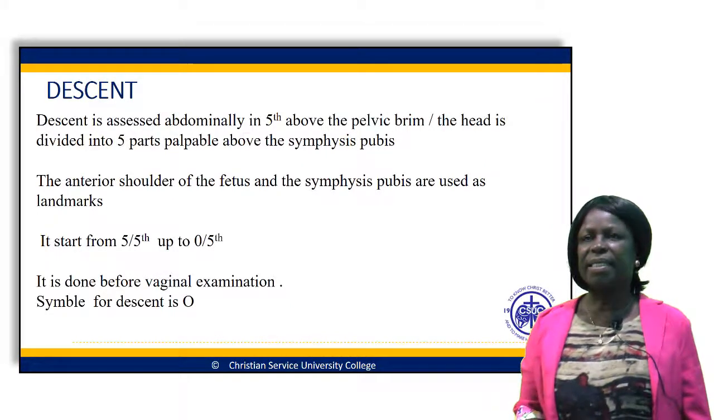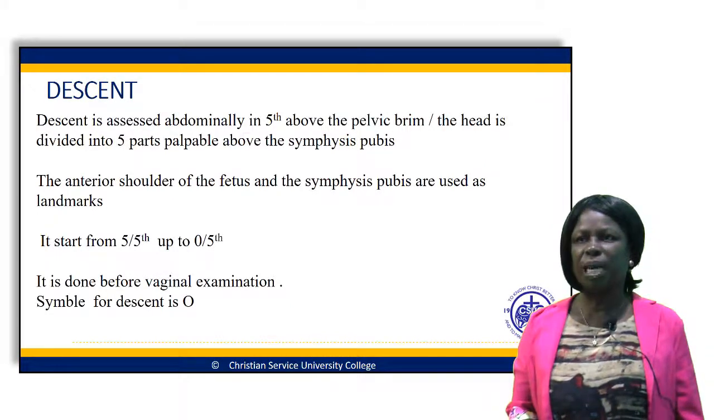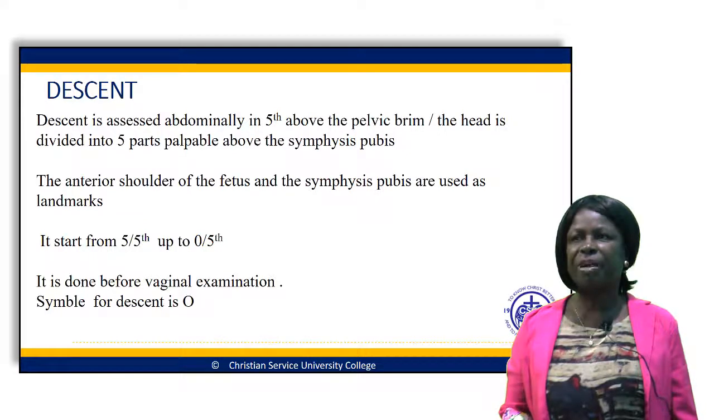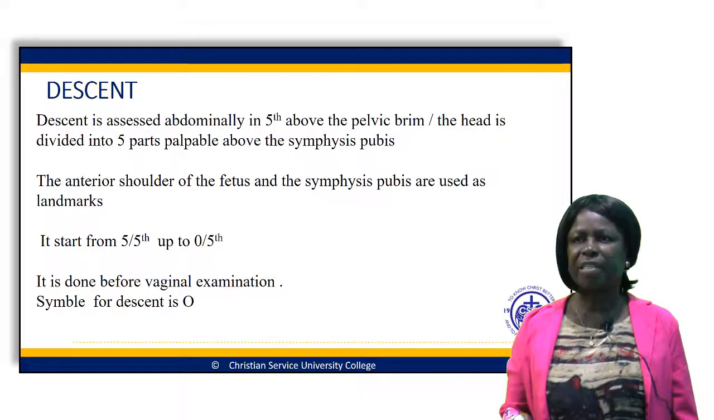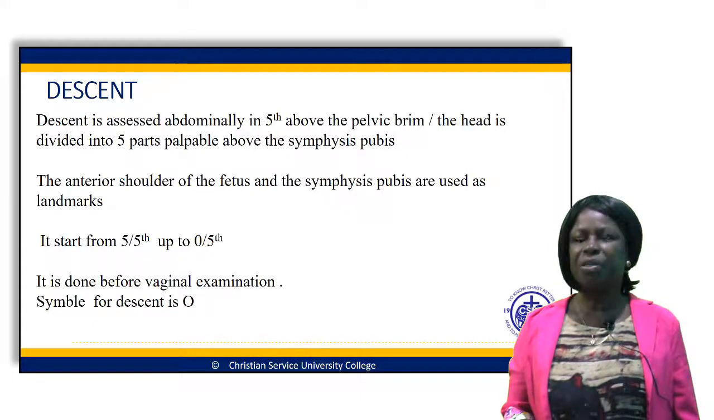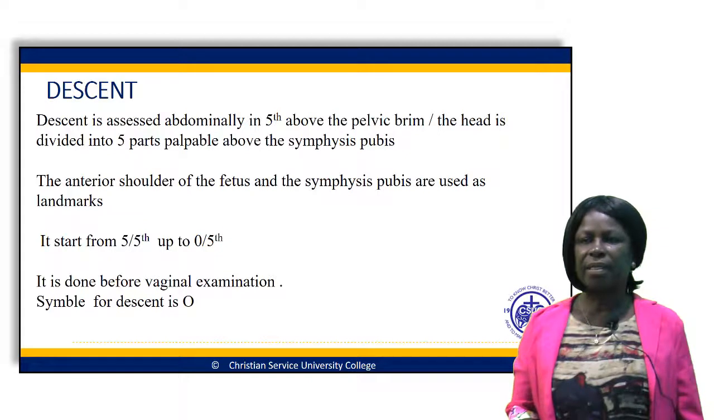Descent. Descent is assessed abdominally in fifths above the pelvic brim. The head is divided into 5 parts, palpable above the symphysis pubis. The anterior shoulder of the fetus and the symphysis pubis are used as landmarks. It starts from 5/5 up to 0/5. It is done before vaginal examination. Symbol for descent is O.